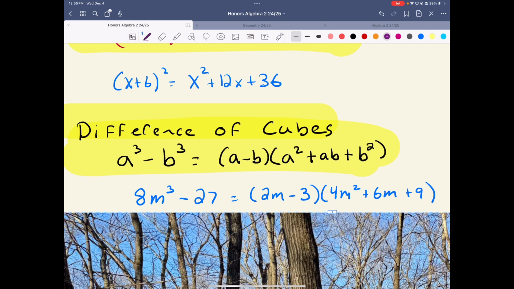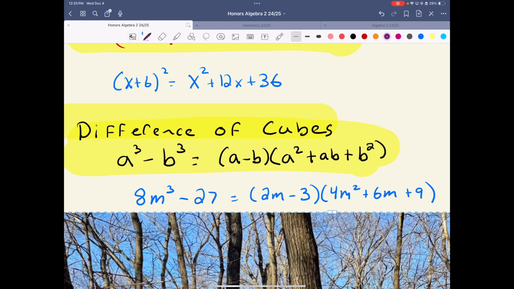Cube root of 8 is 2. 2 times 2 times 2 is 8. Cube root of m cubed is m. So that's where the 2m comes from. I'm looking for the minus sign. Obviously it's a difference, so it has to be minus. And then I'm making sure that the b value is a perfect cube as well. 27 is 3 times 3 times 3, so my b value is 3. So that's where the 2m minus 3 comes from. That has to be a minus sign, and that doesn't change ever in a difference of cubes. Same thing with the rest of the signs.